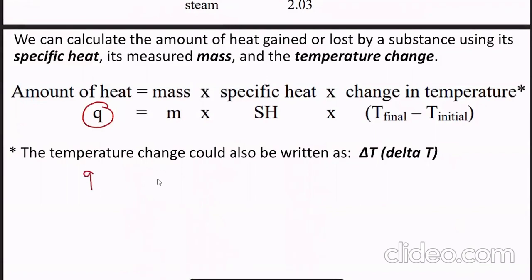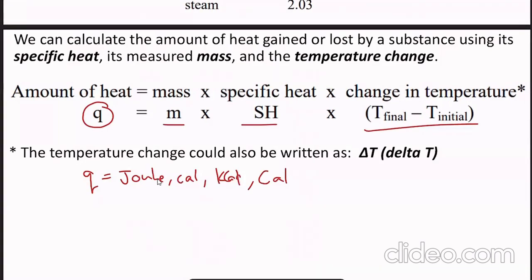The units for Q are going to be joules, calories, or kilocalories. Those are the units for Q. Q is just a variable in here that represents what the heat is going to be. So we take mass times the specific heat and multiply by some change in temperature.